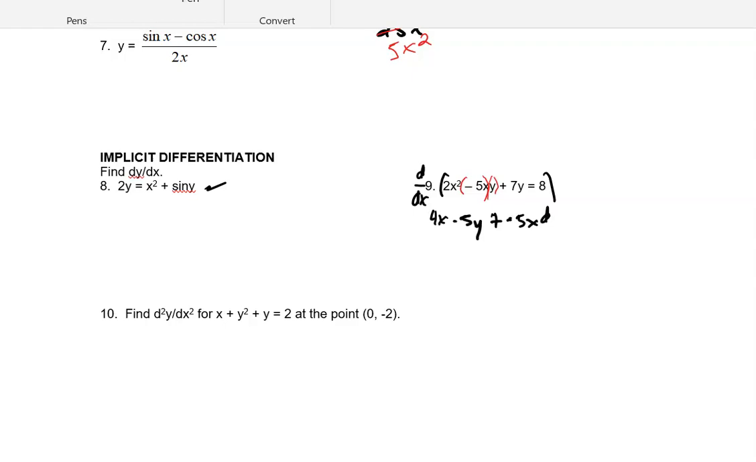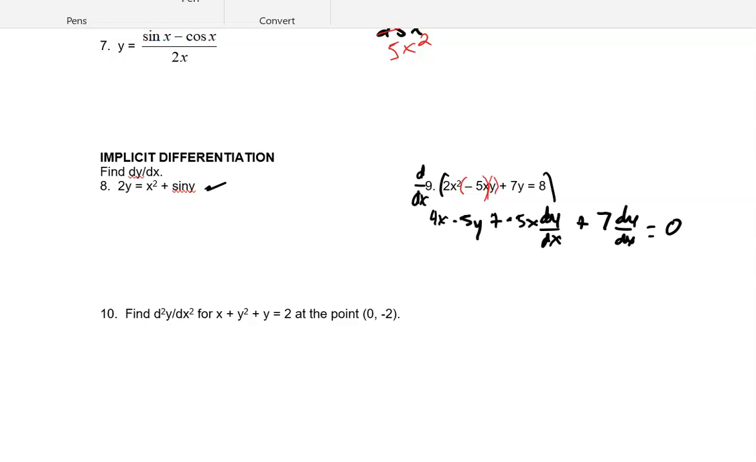And then the derivative of y is y prime, or we always wrote it as dy/dx. So that combo is important. That's the one you want to be careful of. And then the derivative of 7y, the 7 stays the same. The derivative of the y is dy/dx, and then that would equal 0.